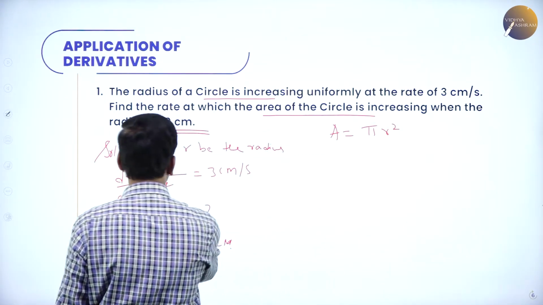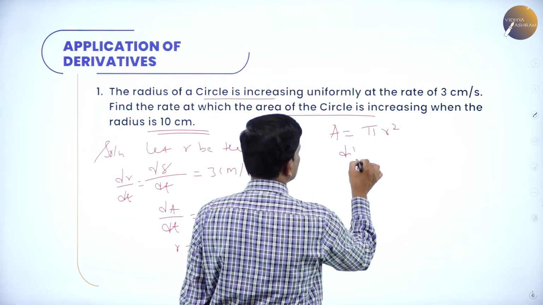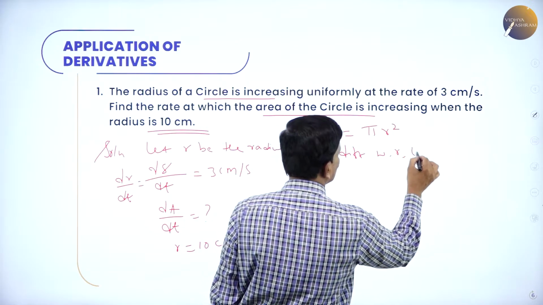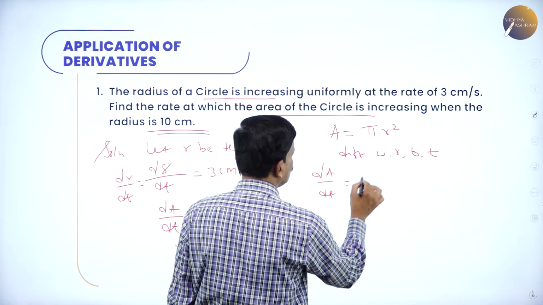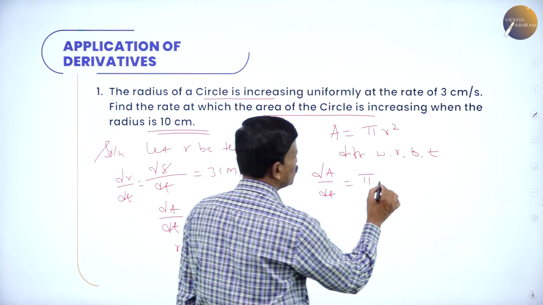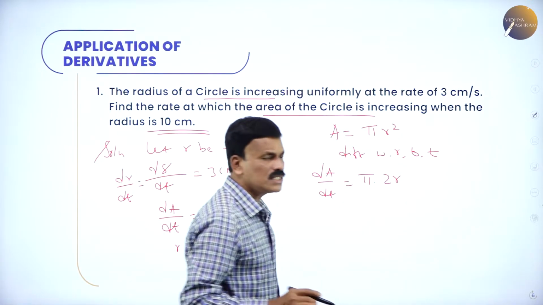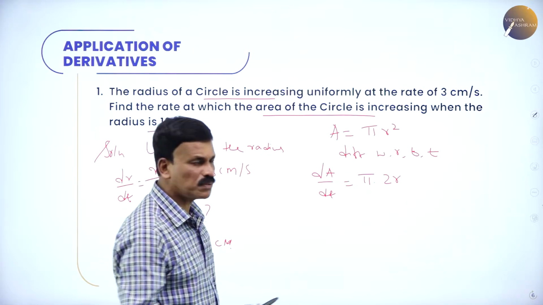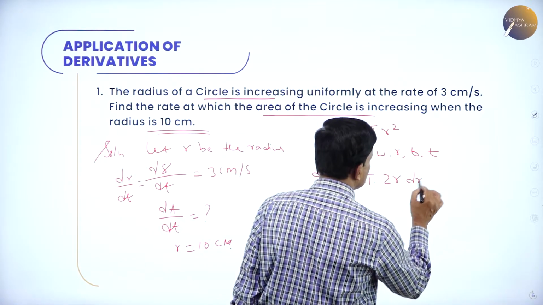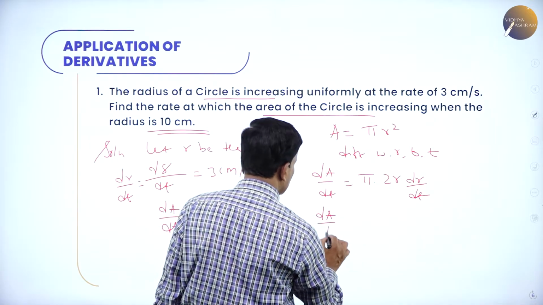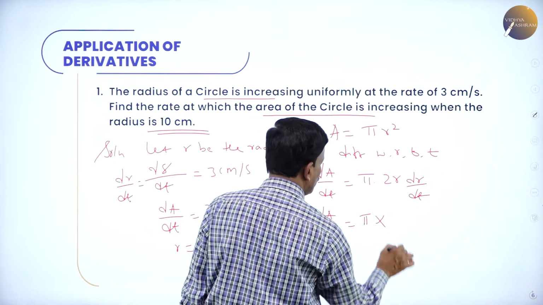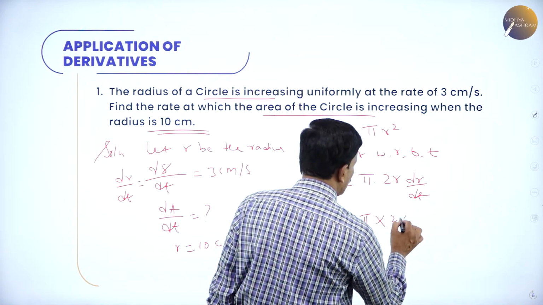Since dr by dt is given, differentiate with respect to t. Differentiating with respect to t, dA by dt is equal to pi into differentiation of r square, which is 2r. Since we are differentiating r with respect to t, this can be written as dr by dt. Substitute the values. dA by dt is equal to pi into 2 into, what is r?